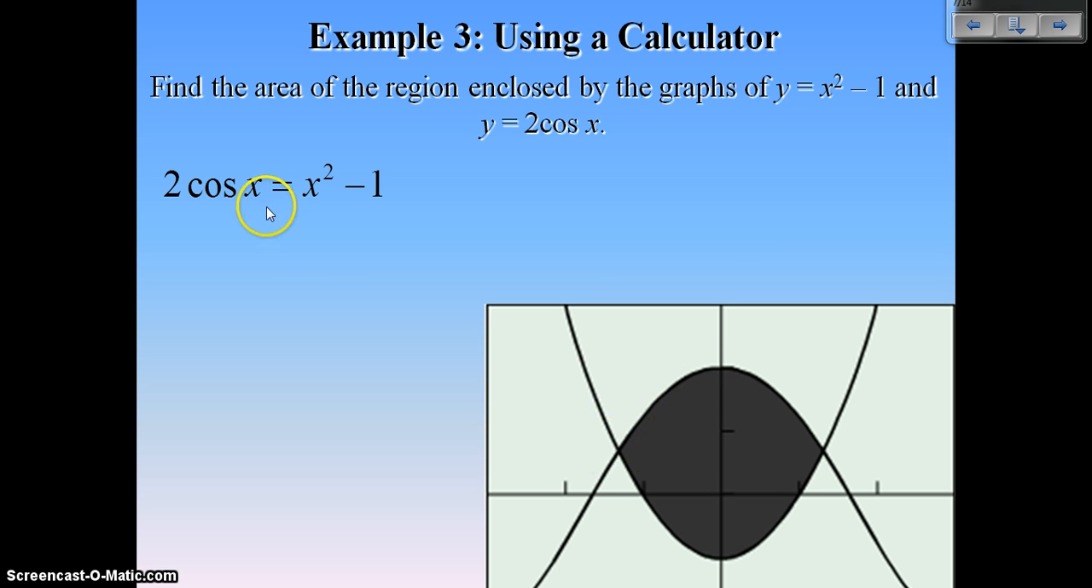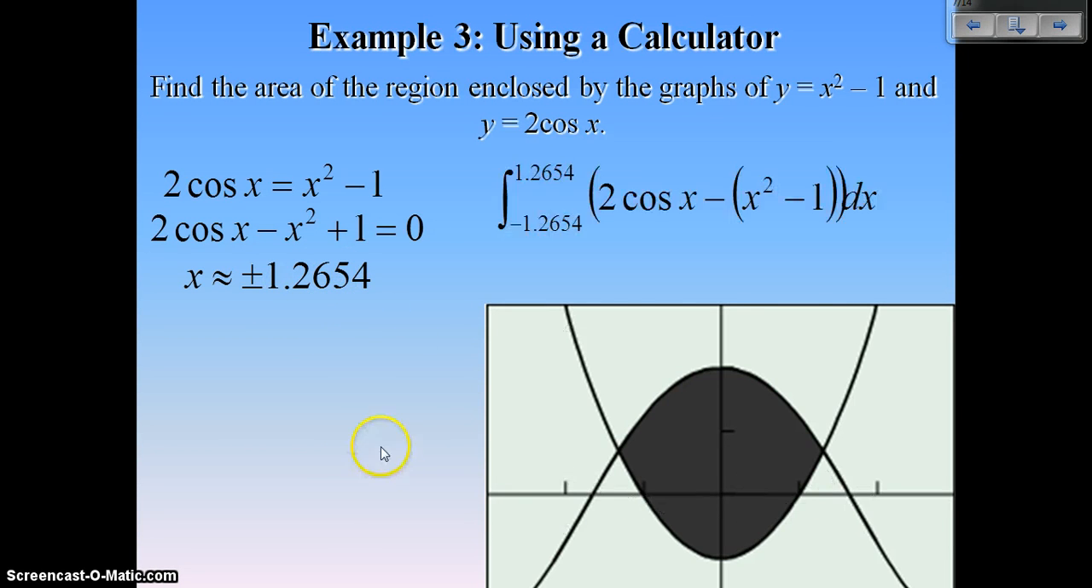So I graphed these two individually on my calculator, and I tell it to do the intersect, find where these two things cross. And when you do that, you find that they cross at positive and negative 1.2654 roughly. If you're ever wondering how far to go decimal wise, 3 or 4 decimal places is always good.